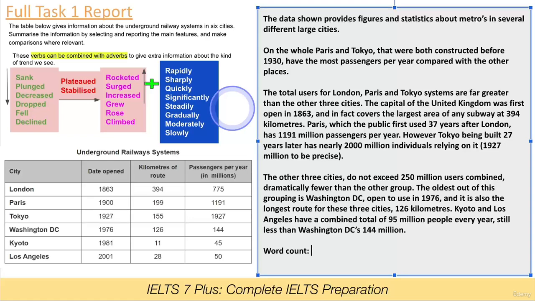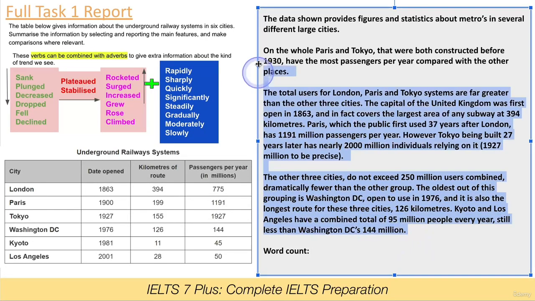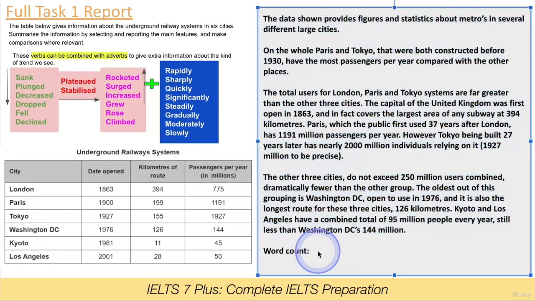Okay, so we've selected various information here. We've not done everything. We've compared, we've contrasted. Let's see how many words this comes to. All right, so this has come to a total of 179 words, so just over the 150. And as you can see, we've structured it the same as we would any other task one. So we've managed to do groupings. We've not talked about everything in the table, but we've selected the most relevant information that we wanted to include.